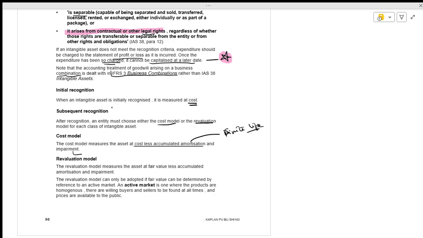What is the revaluation model? It is the measure of the asset at fair value less accumulated amortization and impairment. Here it is cost less accumulated amortization or impairment. Here it is fair value less. Here it is cost less. Here it is fair value less.